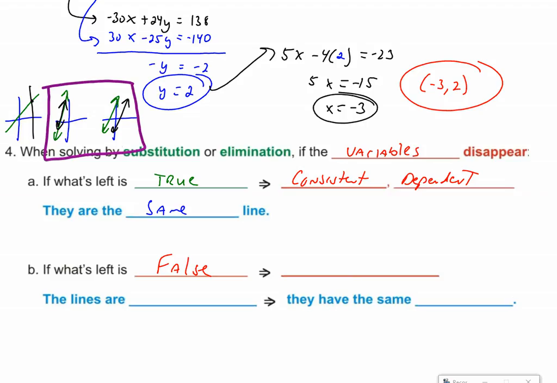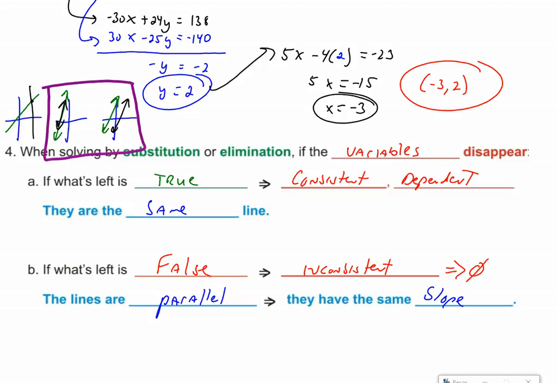However, if the variable disappears and what's left is false, they are inconsistent, which means the null set is the solution. And look, this happened before with variables that we tried back in the solution that didn't work. We said inconsistent. It's the same scenario. Therefore, the lines have to be parallel, right? And by the way, therefore, the lines must have the same slope. Good.